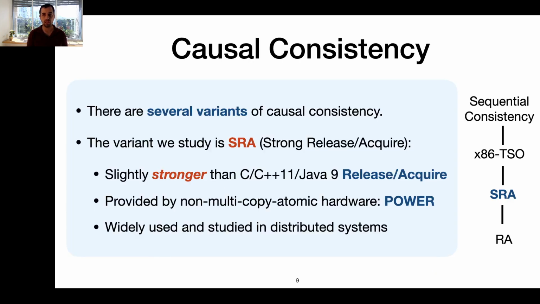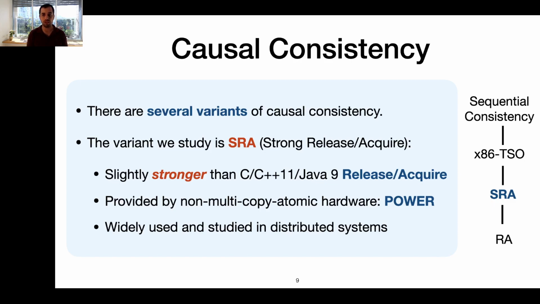Before going on, I should say that there are multiple options on how to formally define causal consistency. The variant that we study in this work is called SRA. It is slightly stronger than RA, the C11 and Java 9 release-acquire model. SRA precisely captures the guarantees provided by the Power architecture.